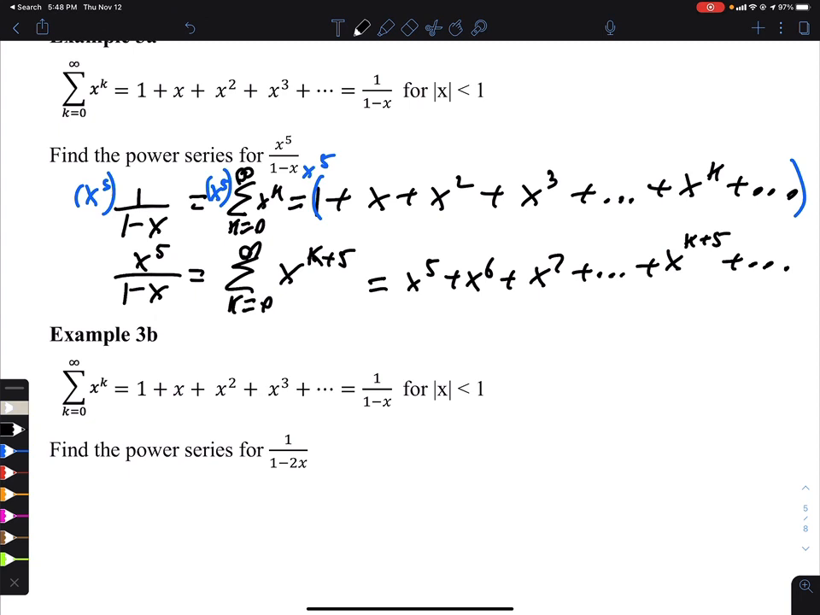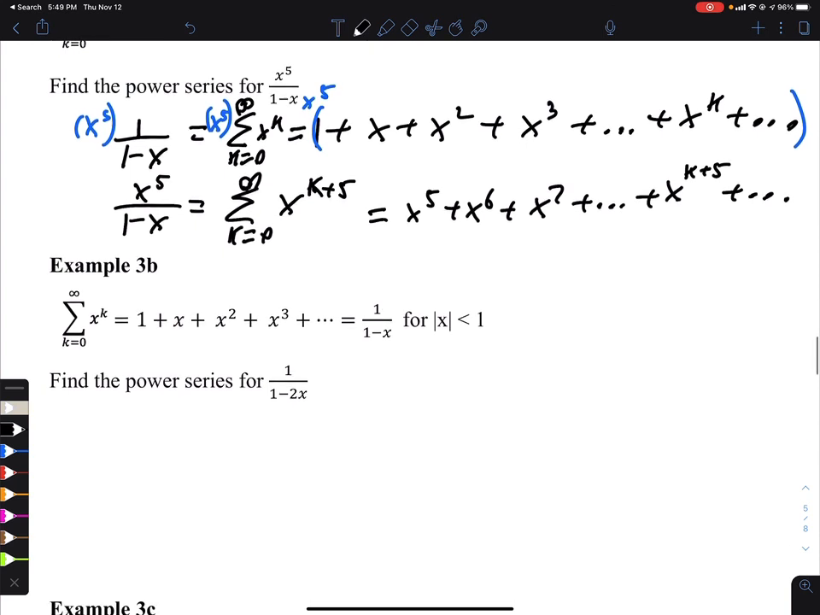So we found the series starting with the geometric and ending up with the new series for x to the fifth over 1 minus x. Make sure you notice that both sides are being multiplied by x to the fifth. So not only do you have a new series, you have a new original function. You've created a brand new power series for an unknown function. Basically, that's what we've done. Okay, so that is our first one.